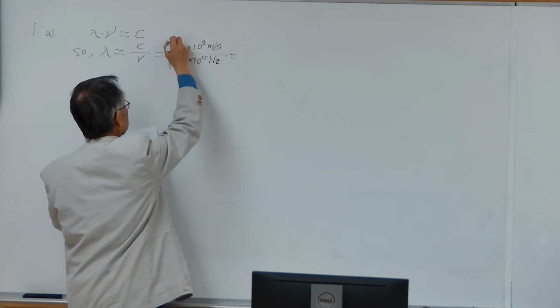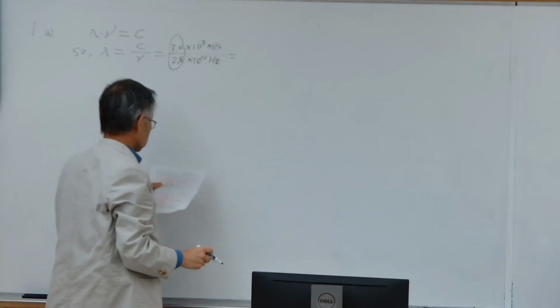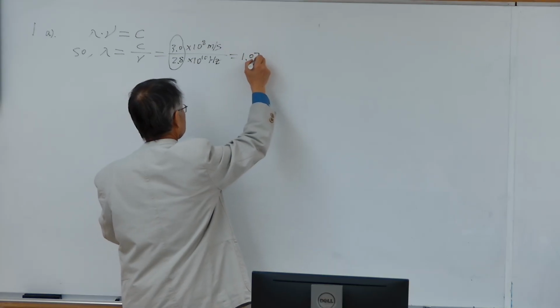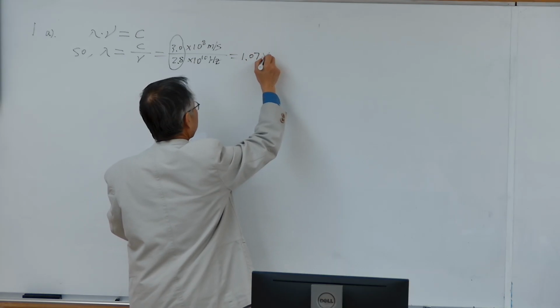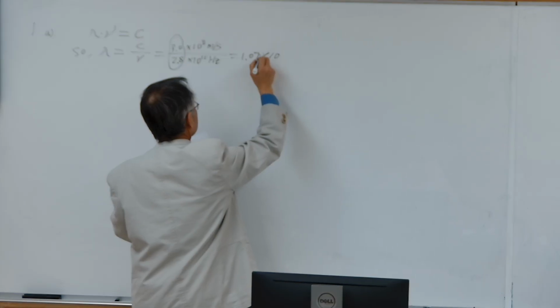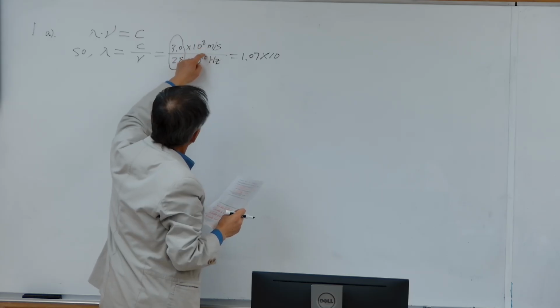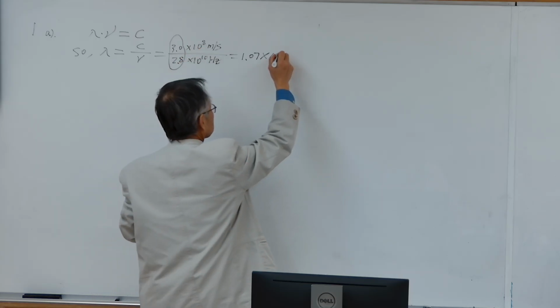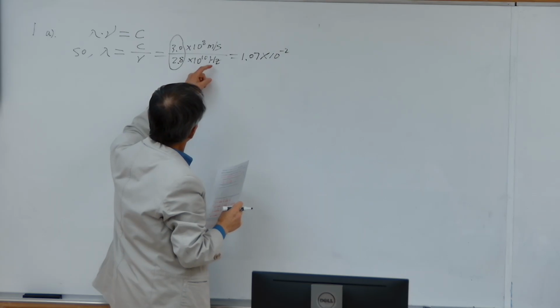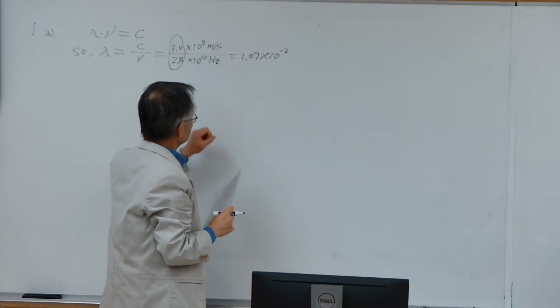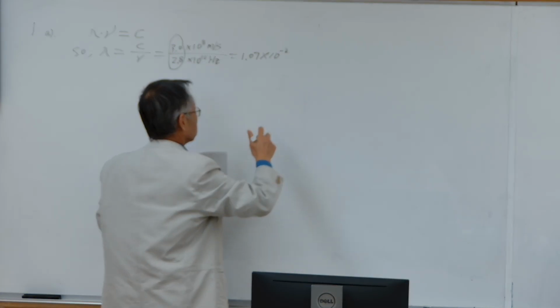So use your calculator to figure out 3 divided by 2.8, which is 1.07. Exponent, don't put in the calculator. So division, just subtract the exponent. 8 minus 10 is 10 to the negative 2. Unit, hertz, cancel the per second. Hertz, actual meaning is per second. Then leftover unit is meter.